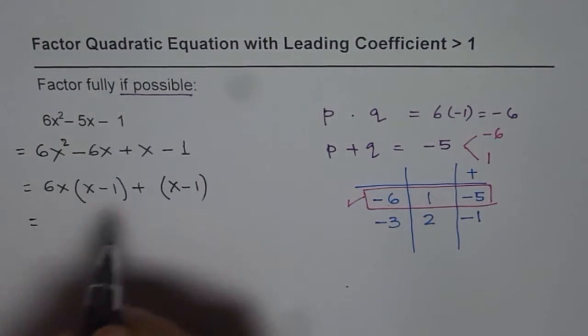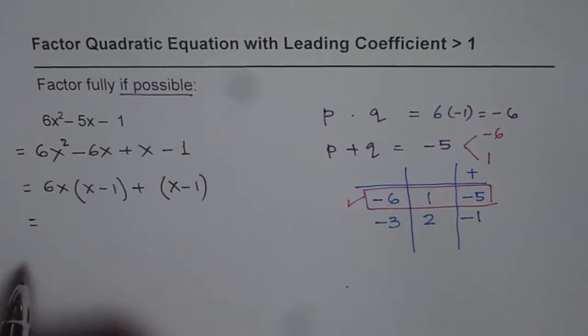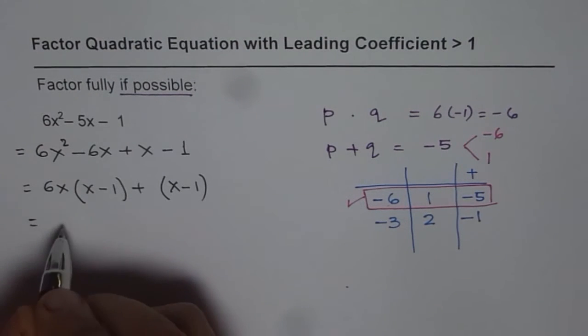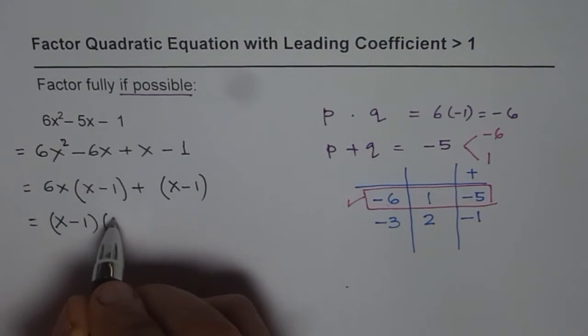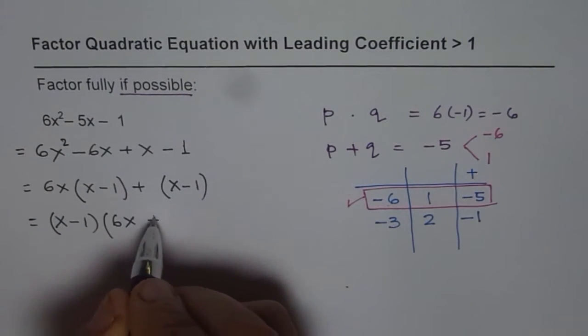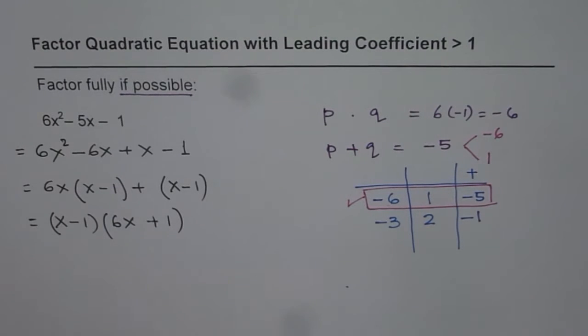So now if you see, we have x minus 1 as a common factor between these two groups. So we can factor out x minus 1. We are left with 6x from the first term and plus 1 from the second. So that is how you factor it. This is a way to factor.